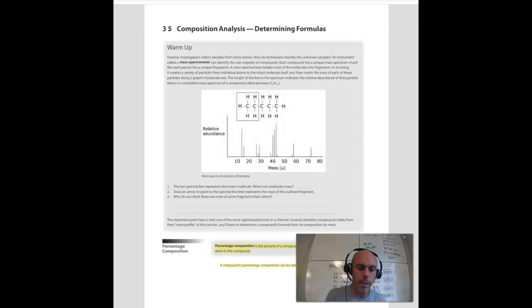This is lecture 7, section 3.5, composition analysis. We are on page 144 of our ebook or 136 of our hard copy textbook. Just want to take a moment to explain what this graph is here at the beginning of this section.